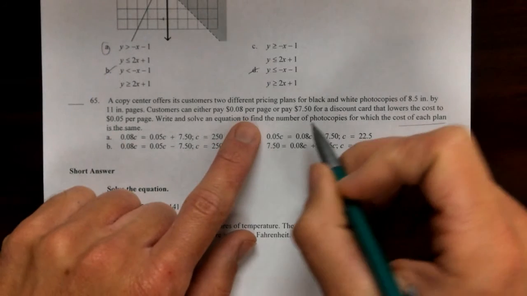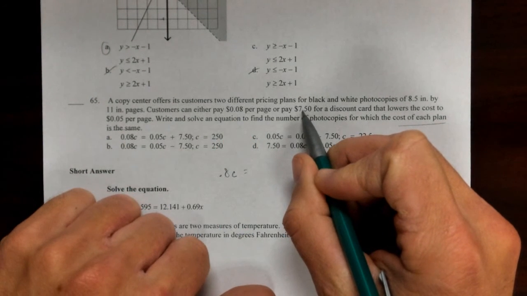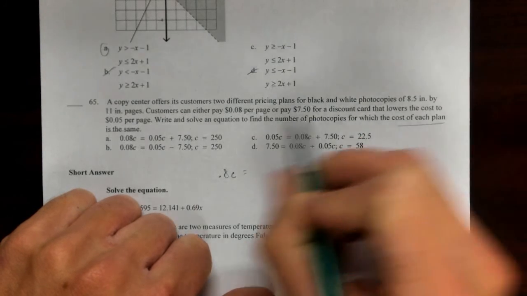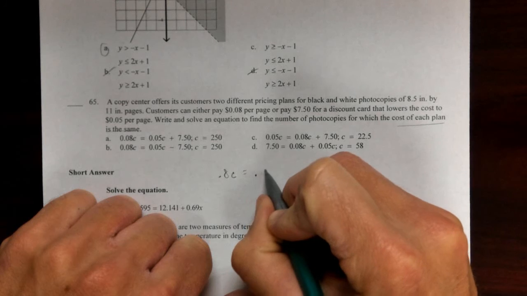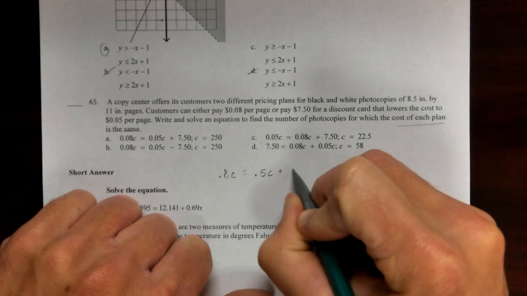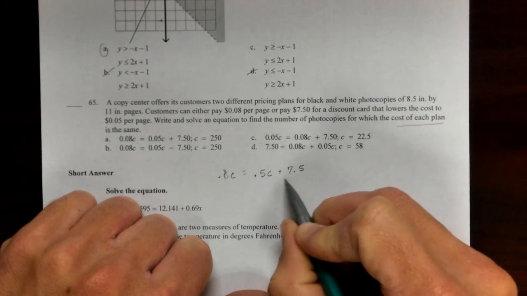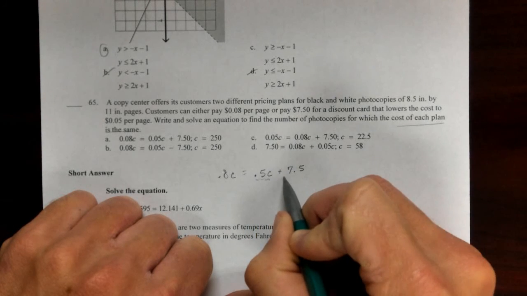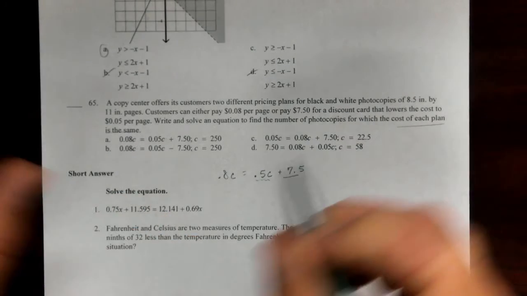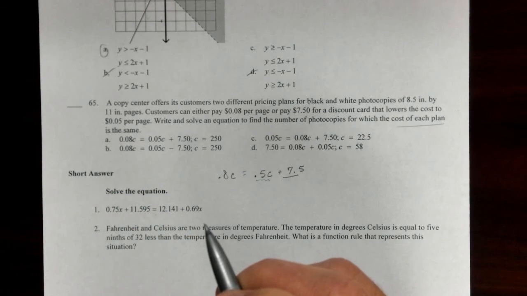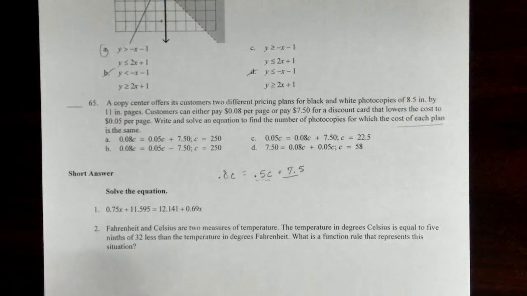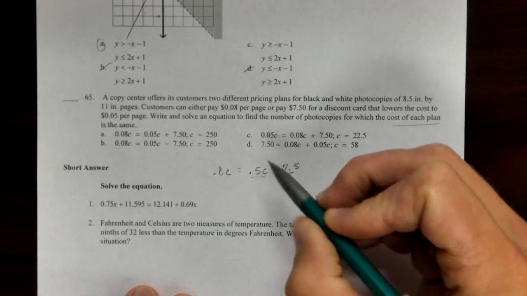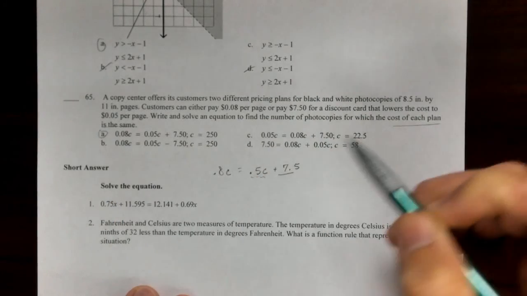So it's equal to the other possibility, which is that they pay $7.50 for a discount card, and it's going to lower the cost to 5 cents per page. So 0.5 times C, but we're also going to pay $7.50. So we're adding that $7.50 to our payment here. So this is what we're paying per copy plus the flat rate of $7.50. Those are equal to each other. So again, we've got 0.8 times the number of copies is equal to 0.5 times the number of copies plus $7.50. Alright, so we know that A has to be the right answer.